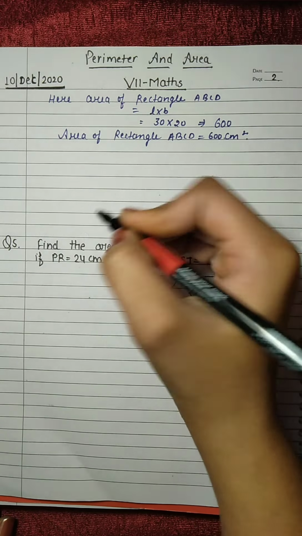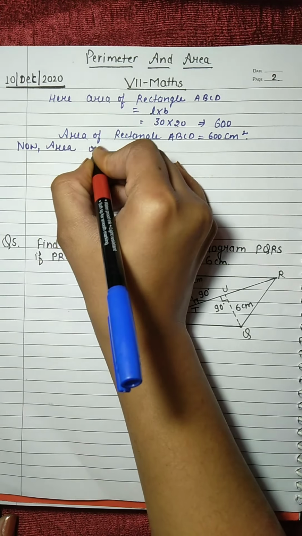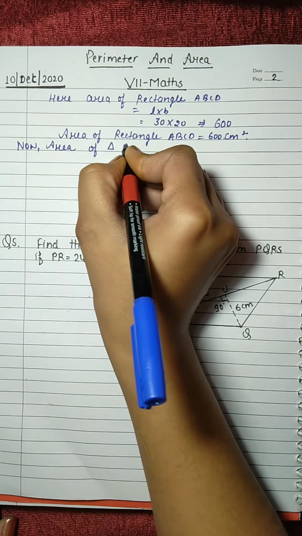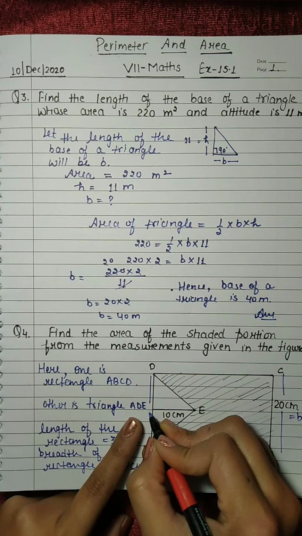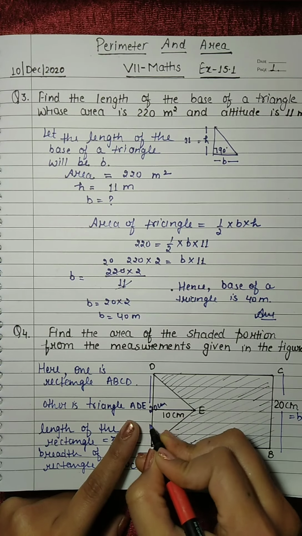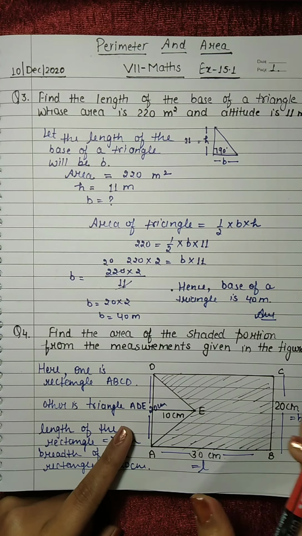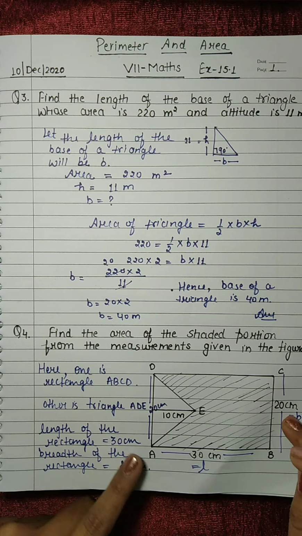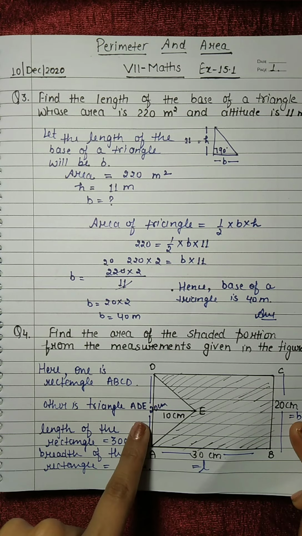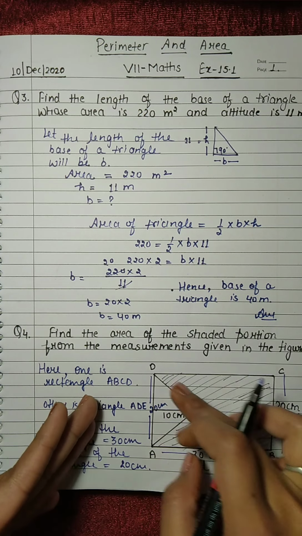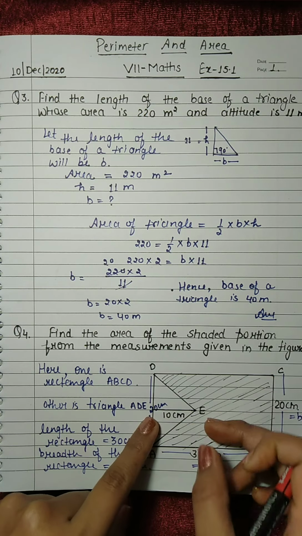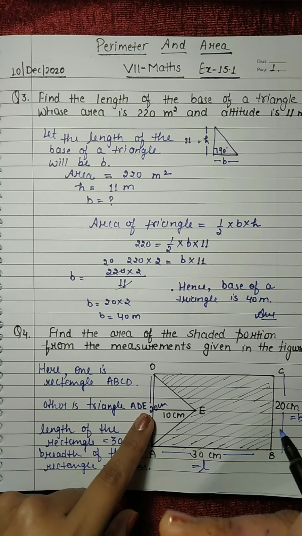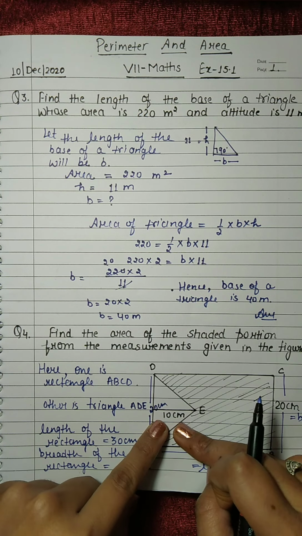Okay students, now area of triangle A, D, E. Okay students, in this triangle, this is 20 centimeter also. Why? Because in a rectangle opposite sides are equal. Okay student, that means this is 20, so that will be 20 here. Okay students, and in the triangle, the base is here 20 centimeter, and height, what will be the height? That means altitude is here 10 centimeter.